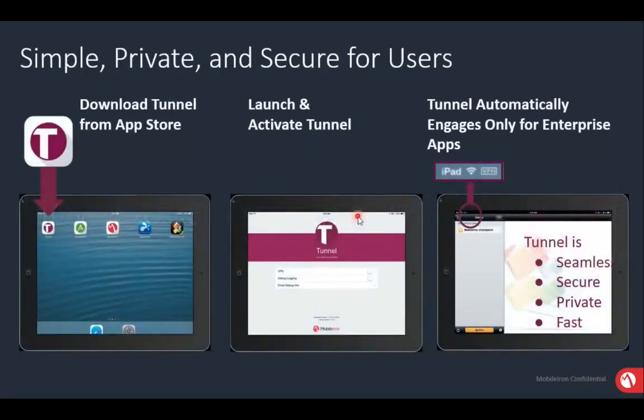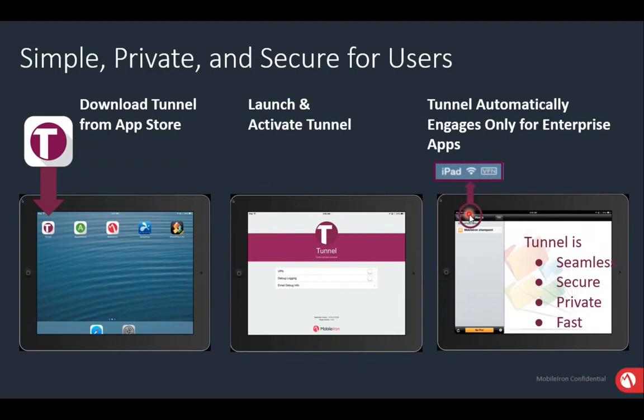Now, how the tunnel works. From a user perspective, they simply have to download Tunnel from the app store, or it can be pushed from MobileIron automatically, and they simply launch Tunnel and activate it. There are two ways: either the user can do it manually, or you can have an automatic trigger. So we can create app trigger policies. When a particular app is opened, the tunnel will be automatically initiated, and the VPN will be used only for the traffic coming from that particular application, not for the other traffic.